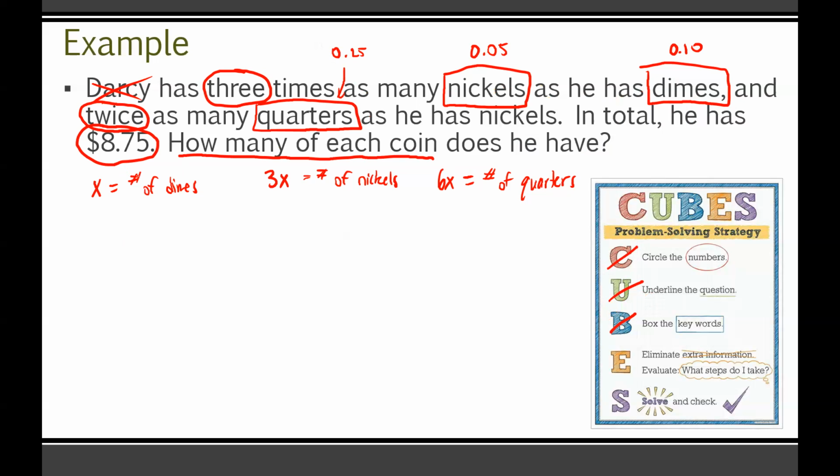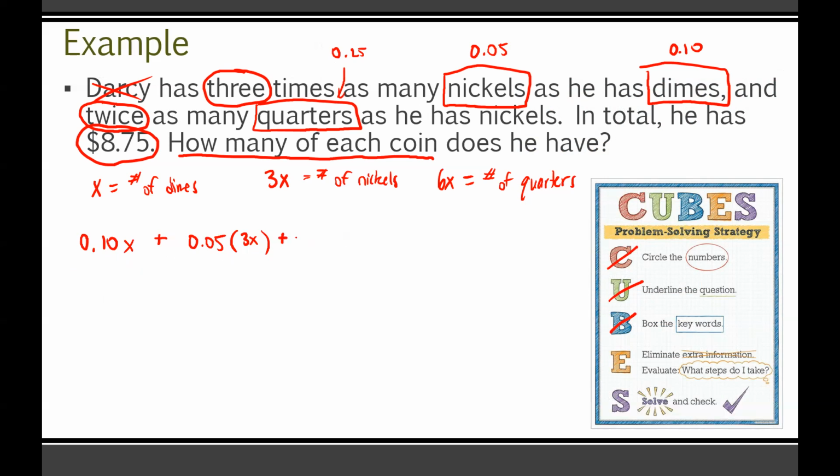Since x represents the number of dimes we have, we could say that the total value of our dimes is 10 cents multiplied by however many dimes we have. So 0.10, 10 cents multiplied by the number of dimes we have. That expression, 0.10x, represents how much all of our dimes are worth. If we add this to 5 cents, the amount a nickel is worth, multiplied by the number of nickels we have, that tells us how much our nickels are worth.